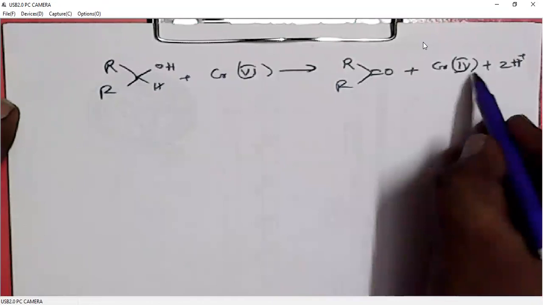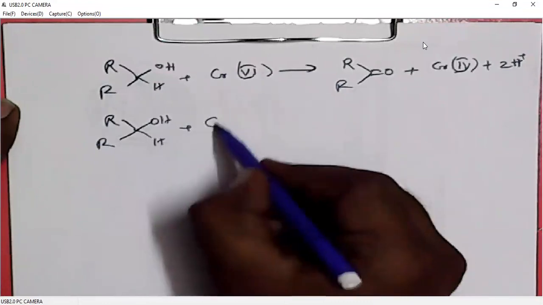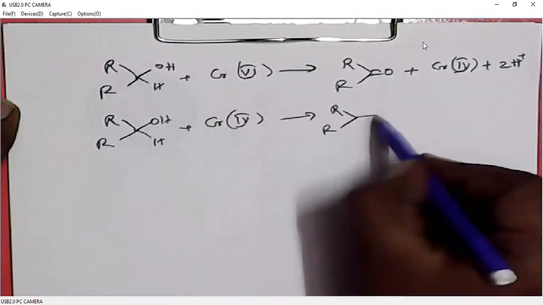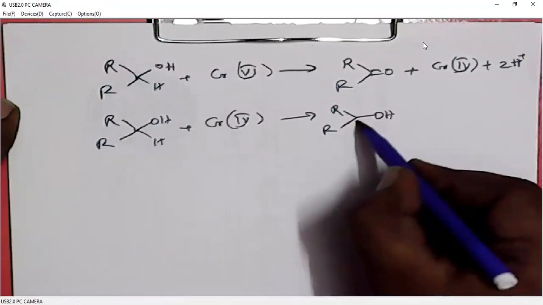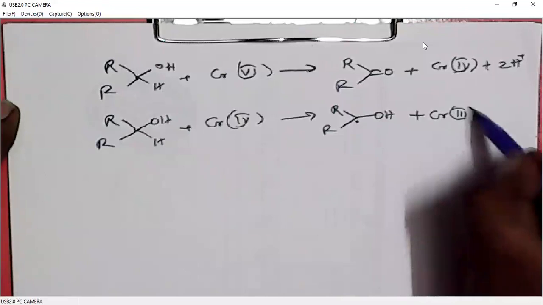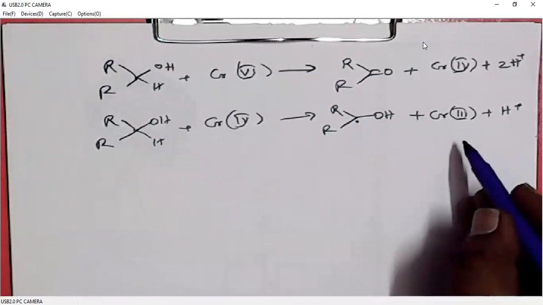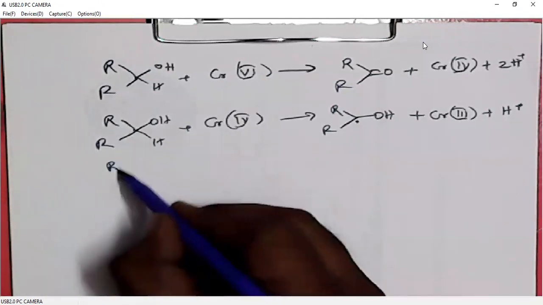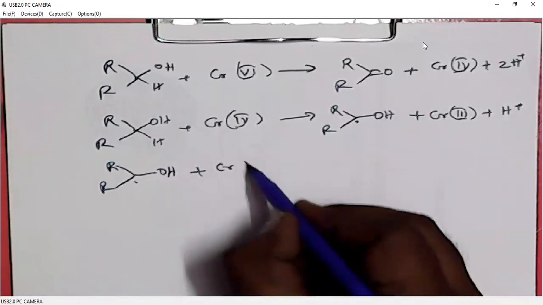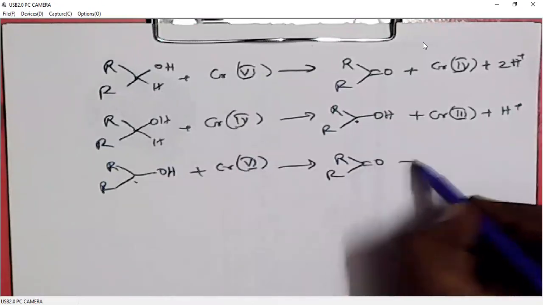Then this chromium 4 will now convert another alcohol to a radical system. That means it will take 1 electron from this system. So chromium 6 now becomes chromium 3. So that's it. It is over. Okay, chromium 6 will be converted to chromium 3. Now this radical will be converted to ketone using another chromium 6 reagent. So this will be converted to ketone.